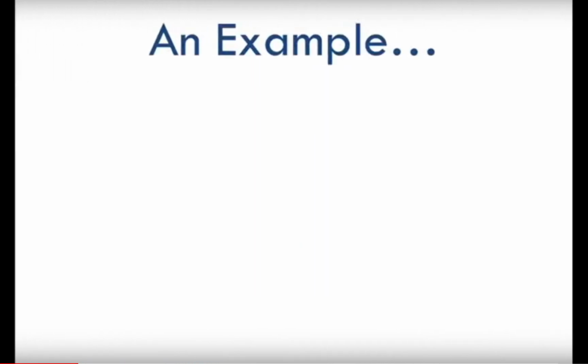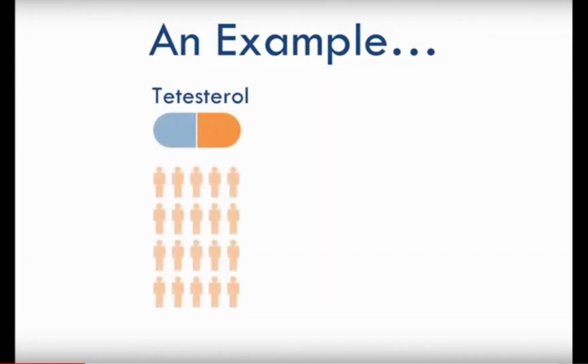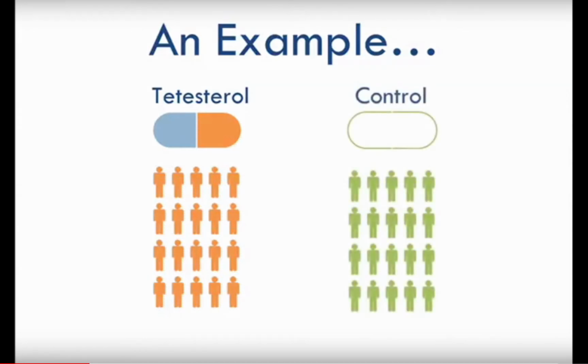Researchers have developed a new drug they hope will lower cholesterol. Let's call it T-testrol. They take two groups of people and give the drug to one group for a month. That's the treatment condition. The other group gets an empty pill. That's the control or placebo condition. After that month has gone by, the researchers measure cholesterol for both groups.